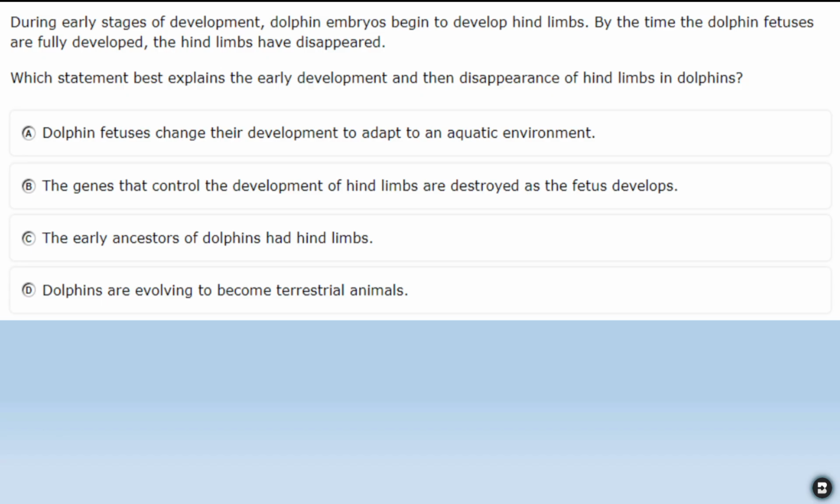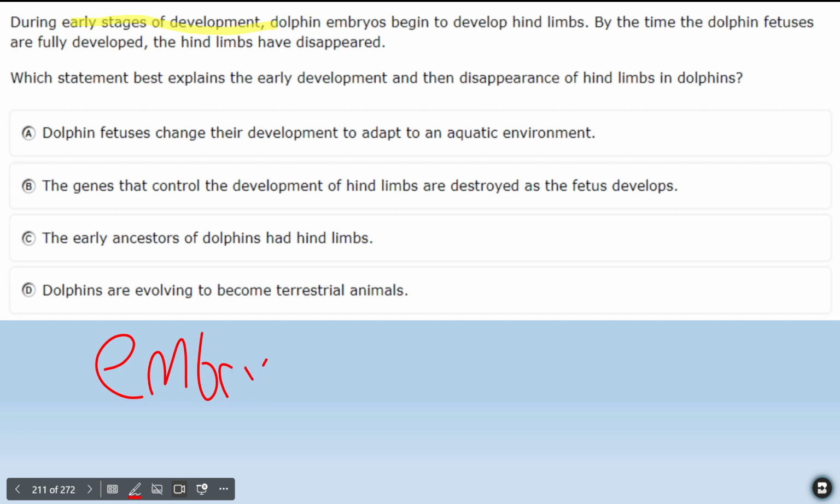One thing about this question is we are talking about the early stages of development. This is a key that we are talking about embryos. So we're focusing on embryos. Now, they want to know what explains the appearance and then disappearance of the hind limbs. So at one time, the dolphins had hind limbs, and at another time, they disappeared.